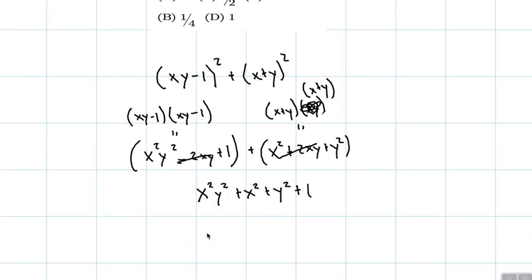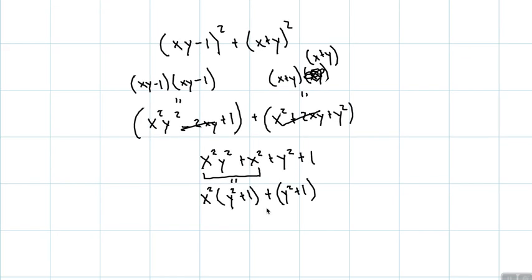Of these terms, we can factor out an x squared. We get x squared times y squared plus 1. That's this, this is equal to that. And then we just have here plus y squared plus 1. Then it's interesting to note that of these two expressions, the common term is y squared plus 1. So we can factor out y squared plus 1, and that is equal to x squared plus 1. And so we have this. So this that we started out with is equal to this.